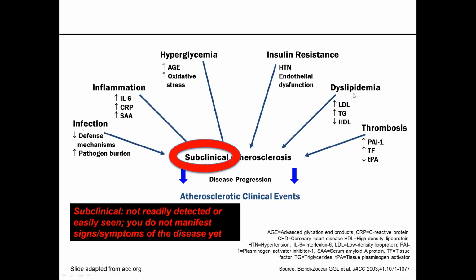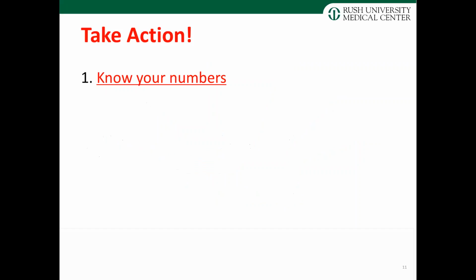And then over time, as we let these risk factors of high cholesterol, high blood pressure, unchecked blood sugars, inflammation and infection go on, the disease will progress to the point where you actually see events happen of heart attack and stroke, which is what we're trying to prevent here.